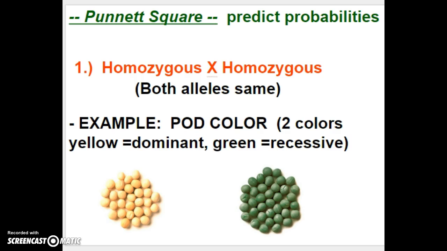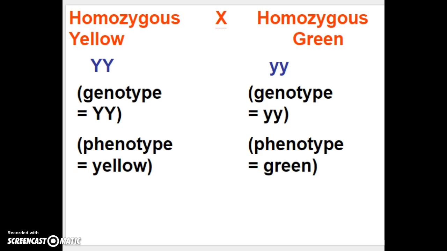We'll take a look at pod color. There are two colors for this. Yellow is dominant and green is recessive. And for each one of your monohybrid practice problems, you will be given this information. So we'll take a homozygous yellow pea and cross that with a homozygous green pea. Okay, the genotype, that's our two capital Y's. Yellow is that dominant trait, so if it's homozygous dominant, that means we have two capital letters. The homozygous green pea plant, the genotype is lowercase y, lowercase y.